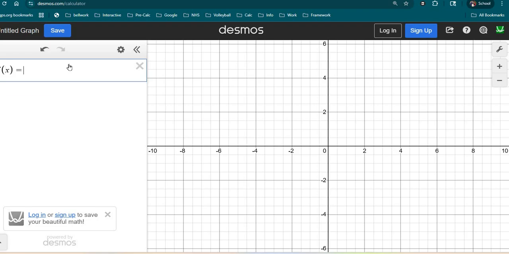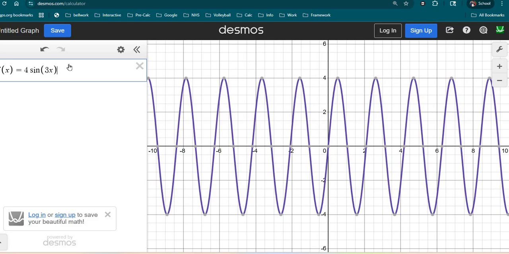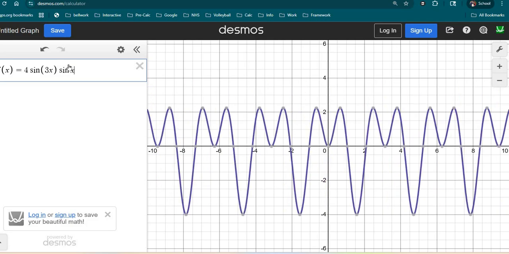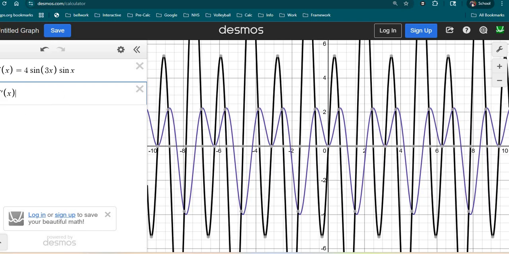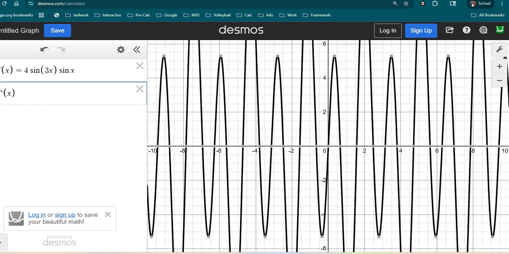What was our f of x? Sorry, our y? 4 sine of 3x times sine of x, yes? So do I actually need to calculate it? No, because it's not going to ask me what it is, right? If it's calculator active, okay? It's just asking me where that equals what? 0.